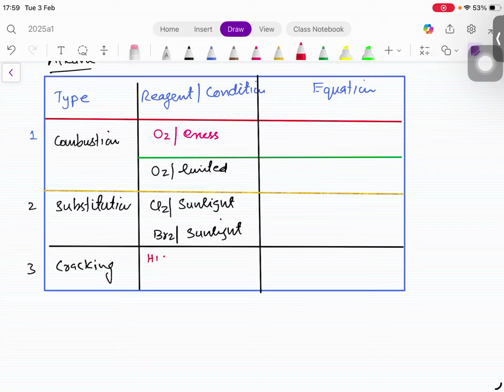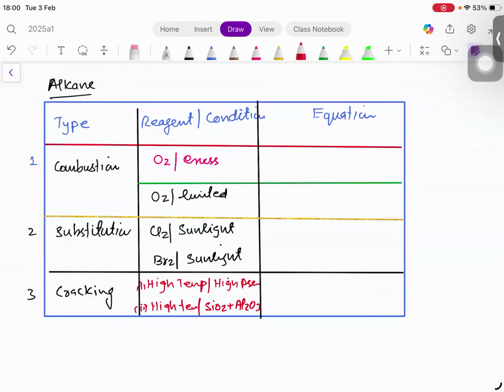And then cracking. What is the condition? There is no reagent for the cracking, but high temperature and high pressure, or high temperature and catalyst, silicon dioxide and aluminum oxide. Okay, I left the equations column empty, you have to write the equations. What did you write for the high temperature condition? High temperature, high pressure, and high temperature and catalyst.